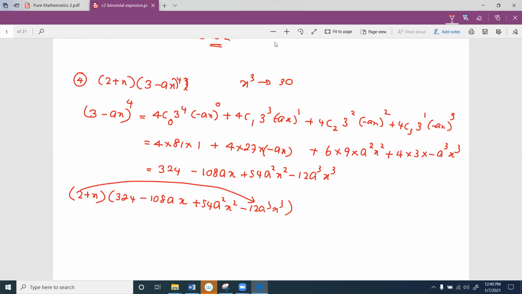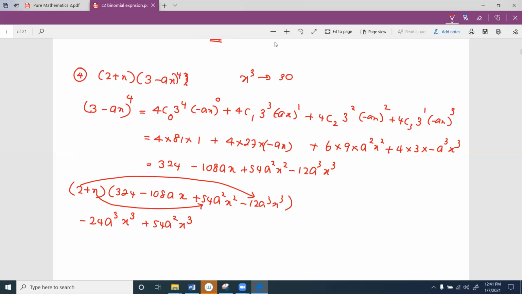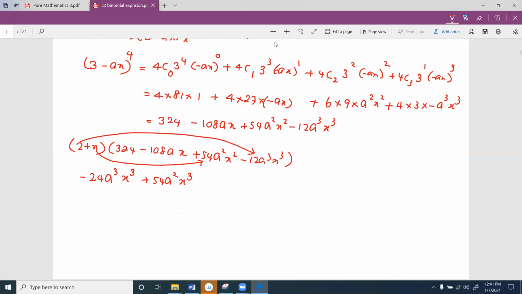So what was that answer? It's minus 24a³x³, right? Again here it's no cubic, it's just an x term, an x² term, and this one again gives you a cubic term. So that turns into 54a²x³. So when you multiply these terms, you get minus 24a³ plus 54a² x³.